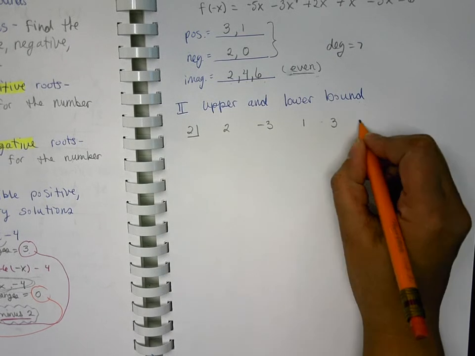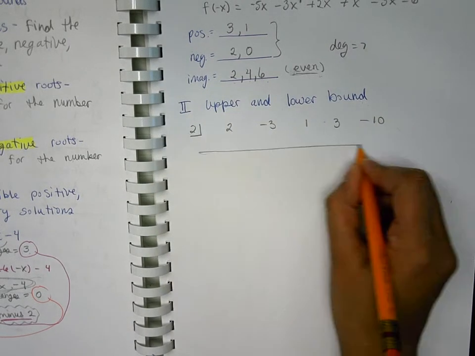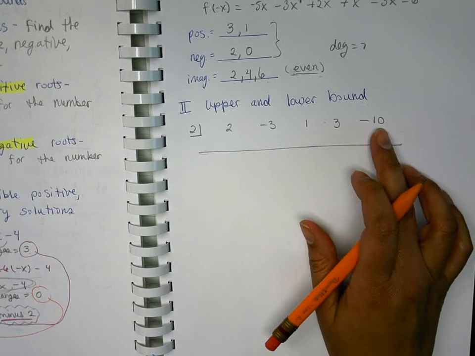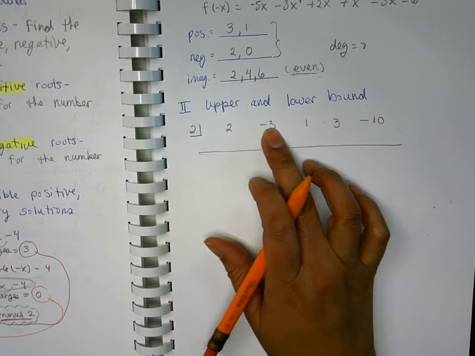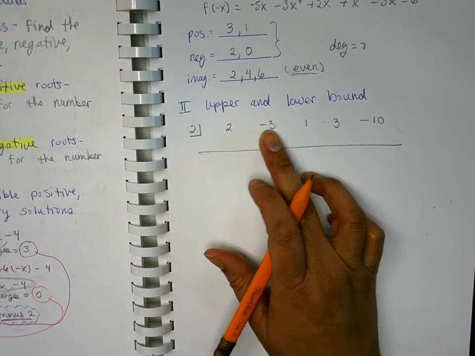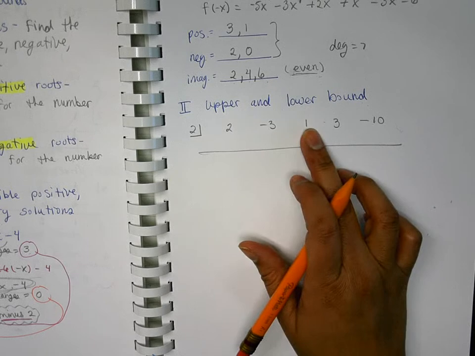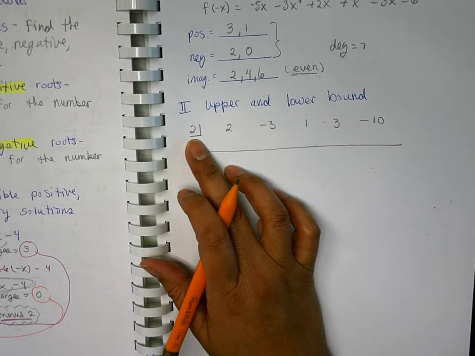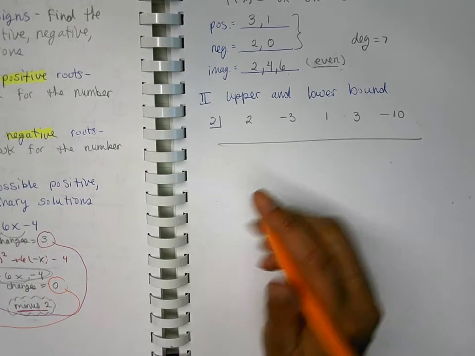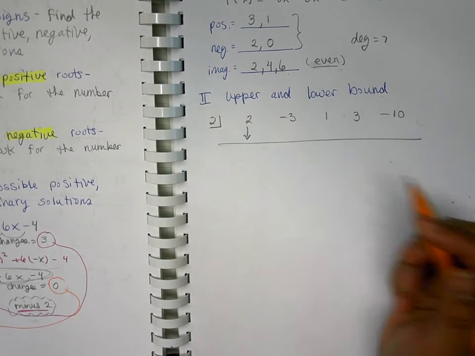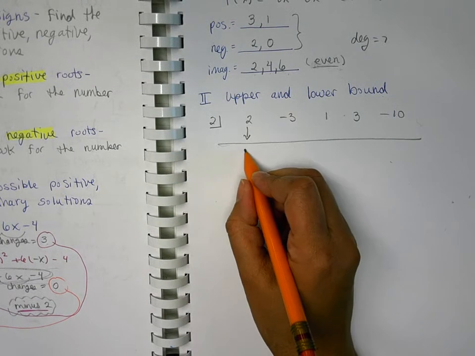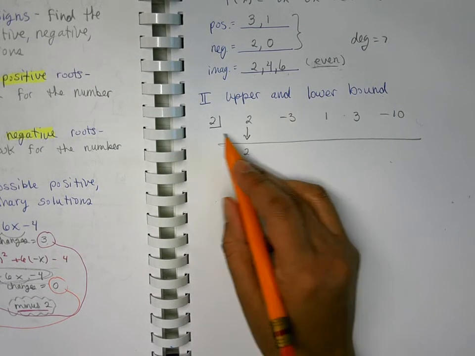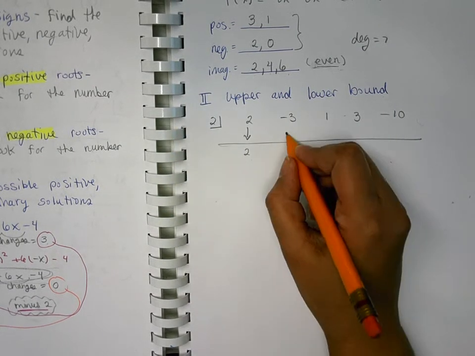I'm just going to give you a list of numbers in here. We're just going to make up numbers: 2, -3, 1, 3, -10. Let's pretend this came from a polynomial. So that would be like 2x to the 4th minus 3x cubed plus 1x squared plus 3x minus 10. And we're checking to see if 2 is a solution. All right, are you ready?